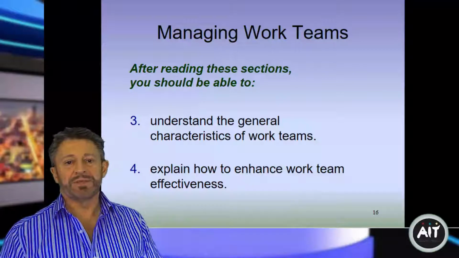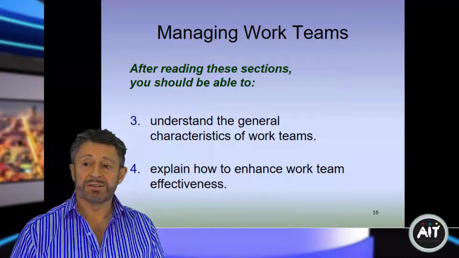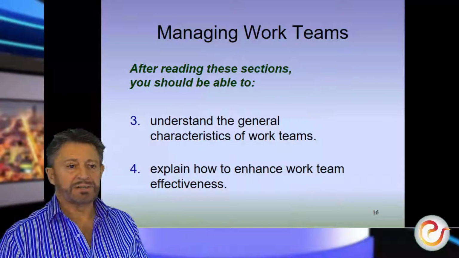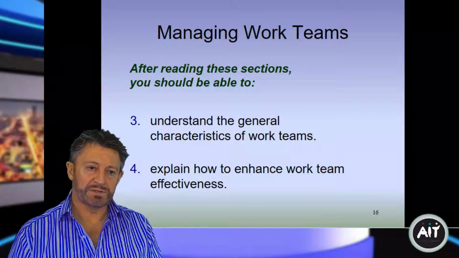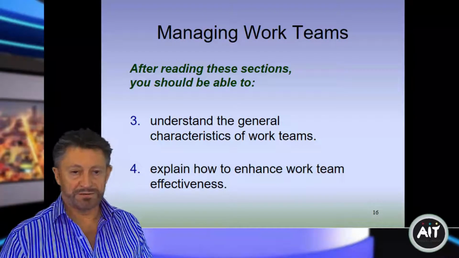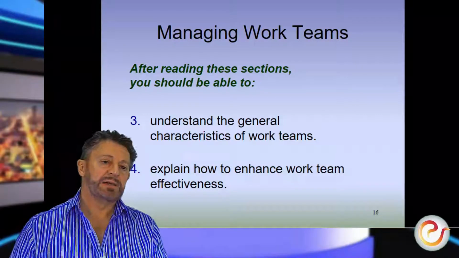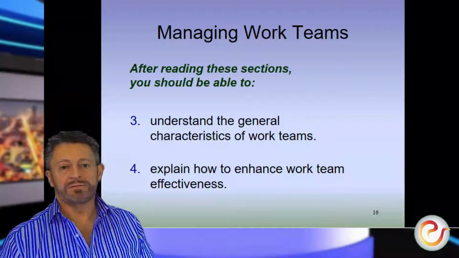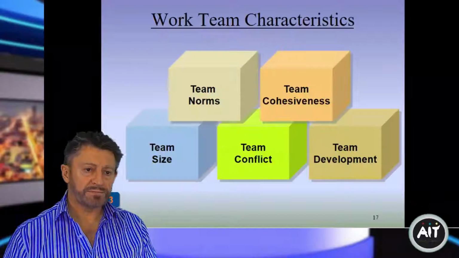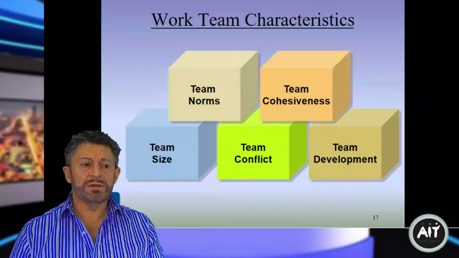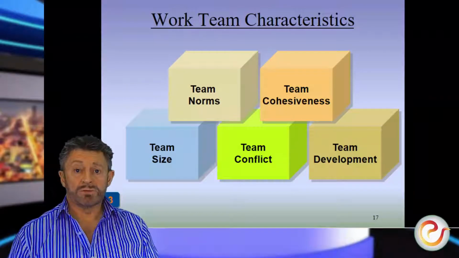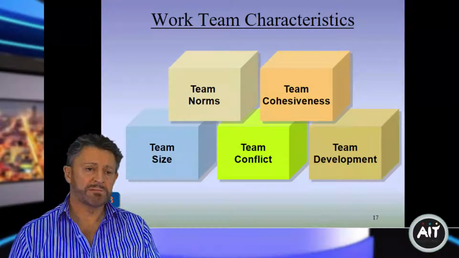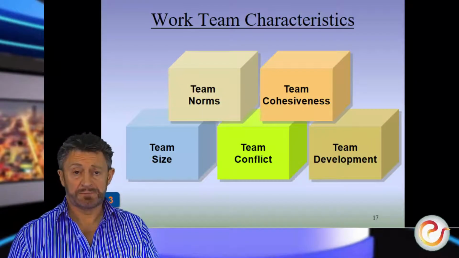So as I said, the next two sections are to understand the general characteristics of work teams, or teams in general, and then to enhance team effectiveness, how we can do that. So this is broken down into a number of characteristics. First, we have the team norms, the cohesiveness of the team, the size, conflict, and then team development.